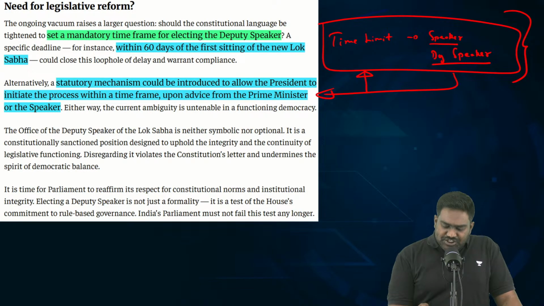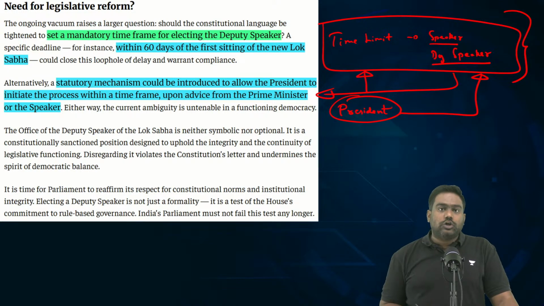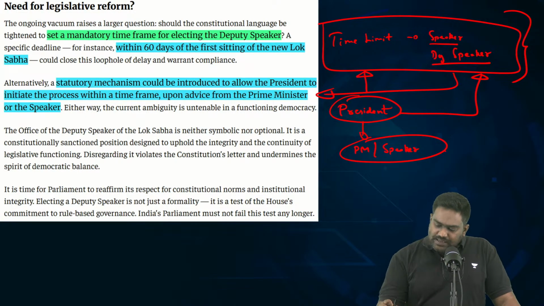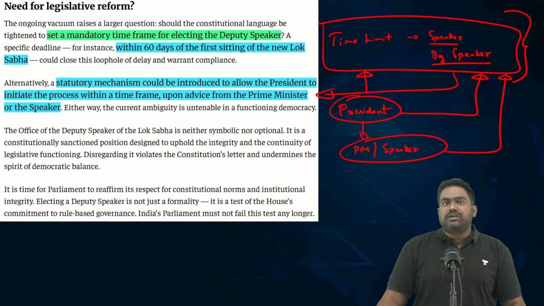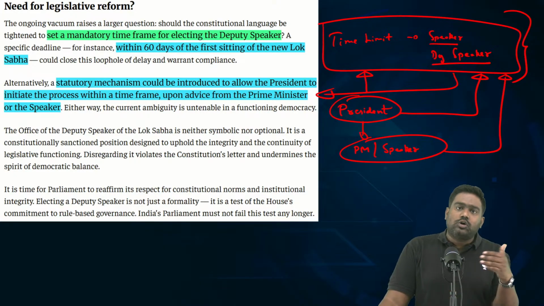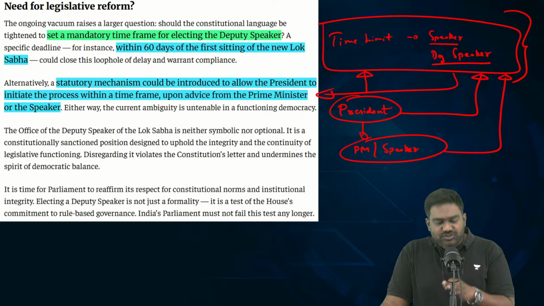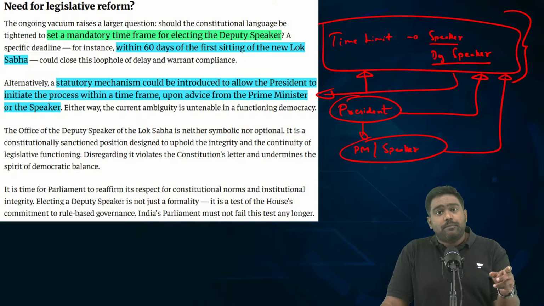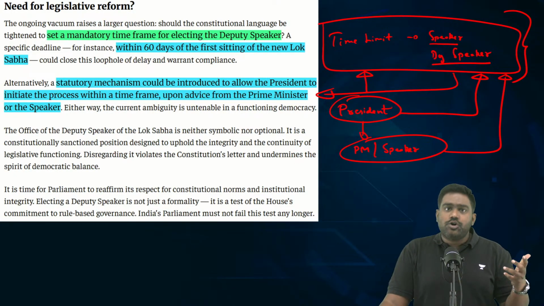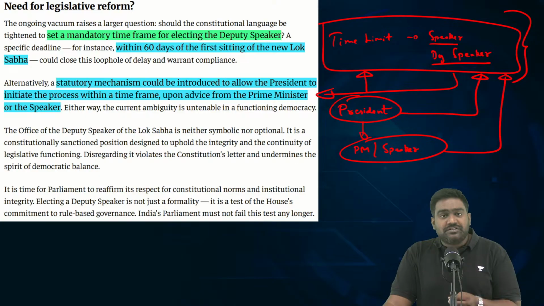Or there could be a procedure where the president is given this authority to consult the prime minister or the speaker of the Lok Sabha and appoint a deputy speaker within a prescribed time limit. So, either through a legislative reform or through a constitutional amendment, this has to be provided so that the office of deputy speaker doesn't go vacant. Because never in the history of India's independence have we seen this office remain vacant for 6+ years.